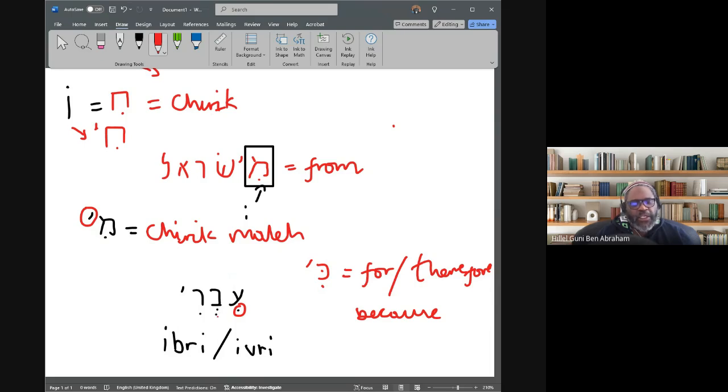and the Shva is telling me that I mustn't put a vowel under the Veit. So Shva says pronounce Veit as normal. And then there's a complete chirik maleh at the end. So here is a chirik maleh, a complete chirik. And here it says I mustn't put a vowel. Here it's just a normal chirik. Chirik maleh, complete, normal chirik. So there we have Ivri. Make sense?